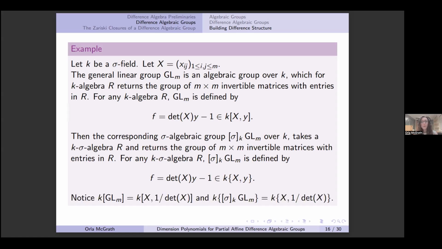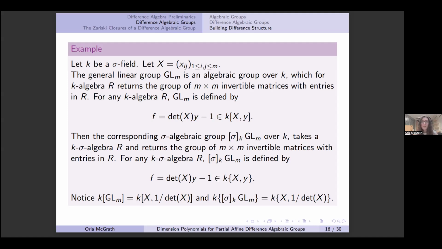When we look at the coordinate rings, the coordinate ring for GLM, I'm now just replacing Y by 1 over the determinant of X. The coordinate ring is just the algebra generated by X and 1 over the determinant of X. But then our difference K algebra that we have with the curly brackets here is difference generated by X and 1 over the determinant of X. So it's generated as a K algebra by X, 1 over the determinant of X, and every transform of each of these.